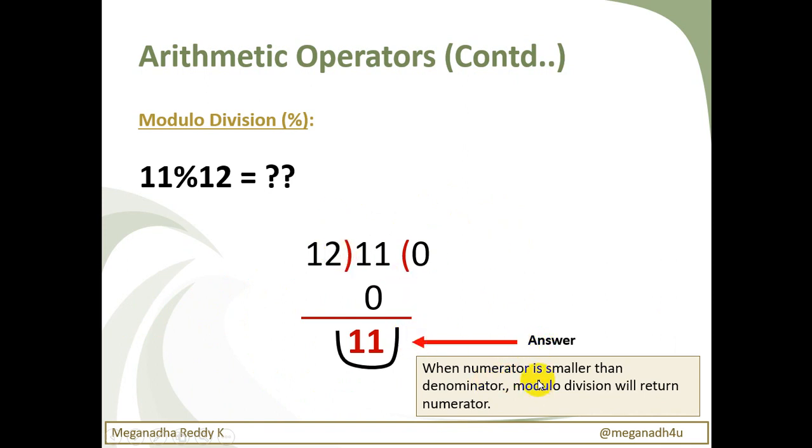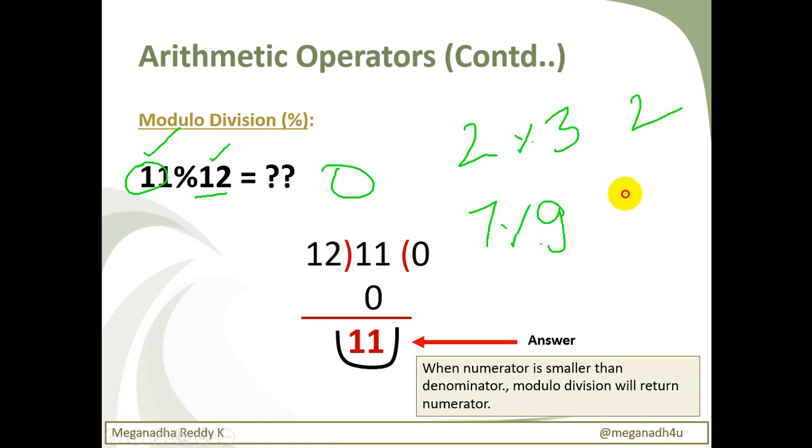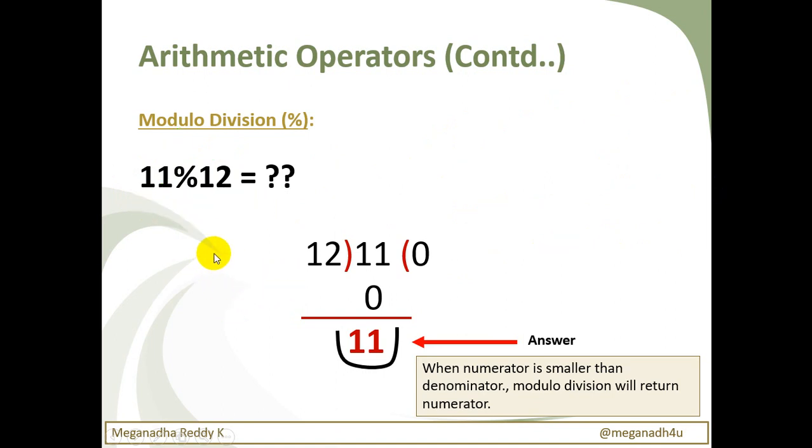When the numerator is smaller than the denominator, modulo division will return the numerator itself. So this is called numerator, and this is called denominator. Now when the first number is smaller than the second number, the answer for modulo division is the first number itself. Like 2 modulo 3, the answer is 2. 7 modulo 9, the answer is 7. Same way, 11 modulo 12, the answer is 11. Now we are clear with modulo division.